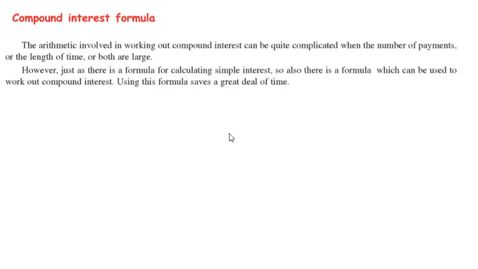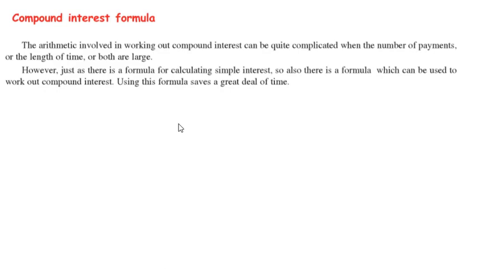So, compound interest formula. Now the concept here is that the arithmetic involved in working out compound interest can be quite complicated when the number of payments or the length of time are both large, right? So when I give you time as 5 years, right? In that case, it is very lengthy to calculate interest for each year successively.